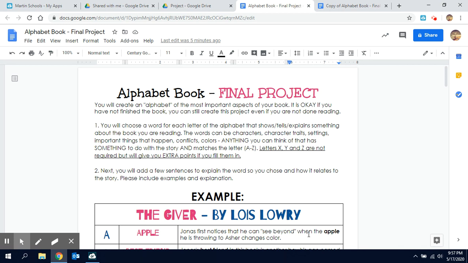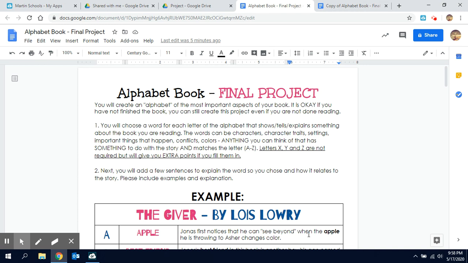The way that I designed this project, you do not have to finish the book in order to complete this. So, if you were behind and you're just in the first half or something like that, it's fine as long as you've read and you have some kind of an understanding of the plot and the characters. You should have no problems with doing this.